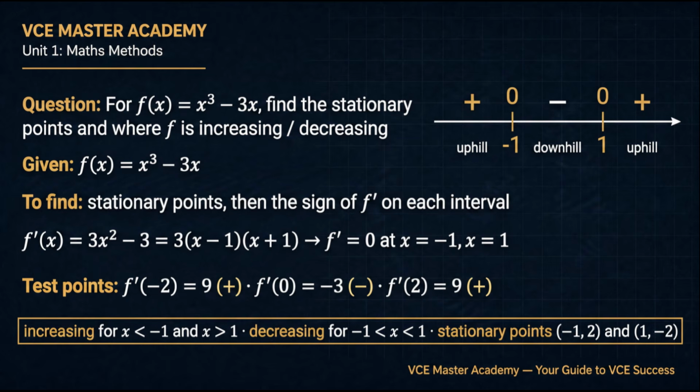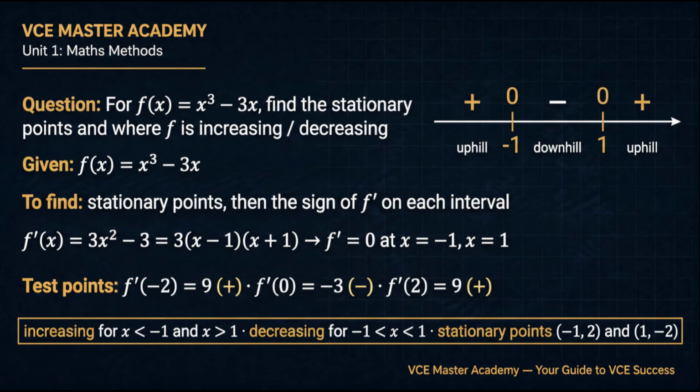2 stationary points, so the number line breaks into 3 intervals. Now the sign diagram on the right, which is just a number line wearing plus and minus signs. Pick an easy test number in each interval and feed it to f dash. At x equals -2, 3 times 4 minus 3 is 9, positive. At x equals 0, -3, negative. At x equals 2, 9 again, positive. Plus, minus, plus.